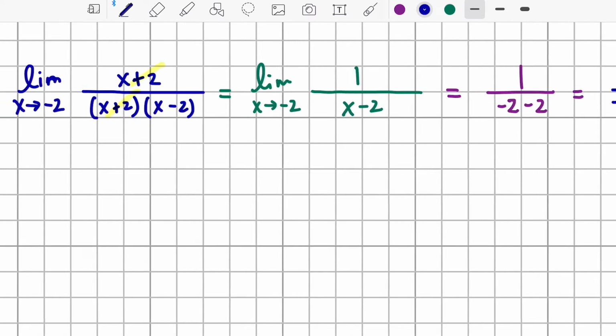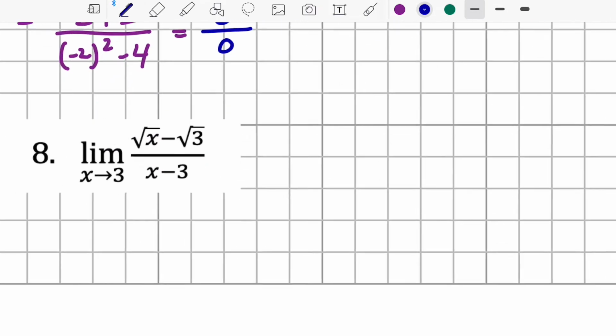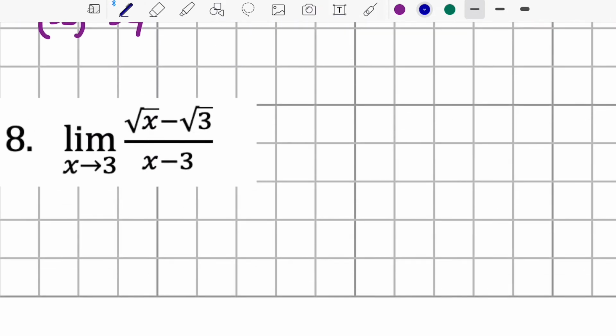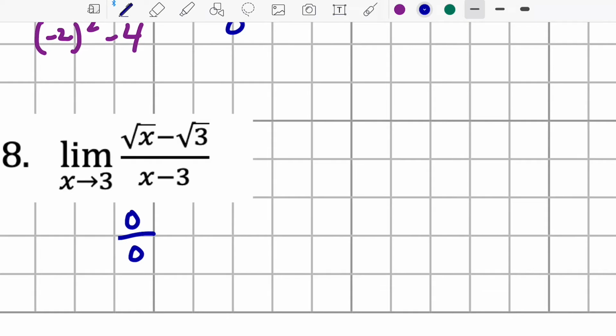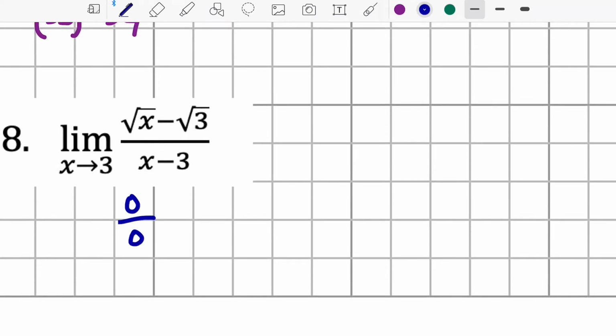Okay, let's move on to another example that is similar to this. So this one, we are looking for the limit as x approaches 3 of this function. So first, let's use direct substitution. But before that, look, if this x becomes 3, so we have square root of 3 minus square root of 3, that's going to give me a 0 in the numerator. And if I plug in a 3 here, 3 minus 3, that's also going to give me a 0 in the denominator. So that tells me that I need to manipulate it somehow.